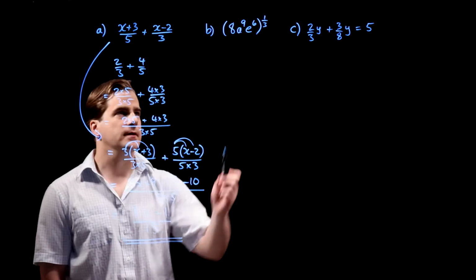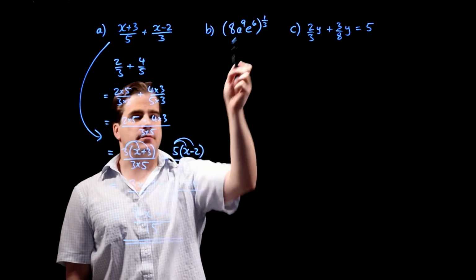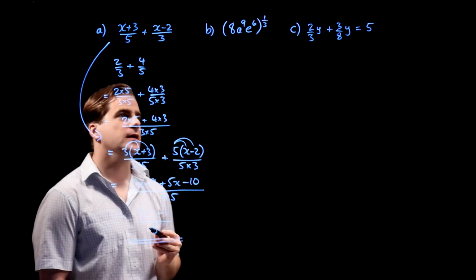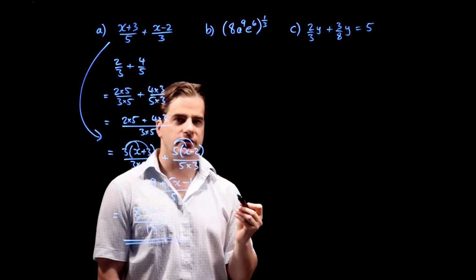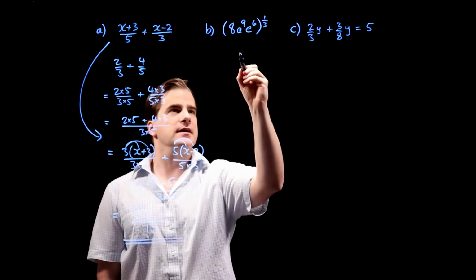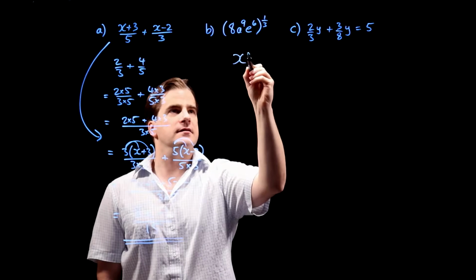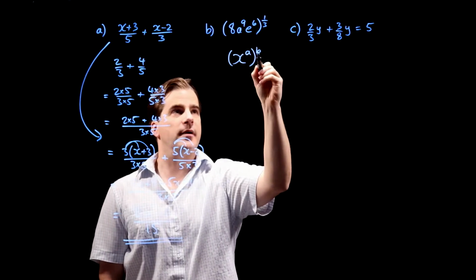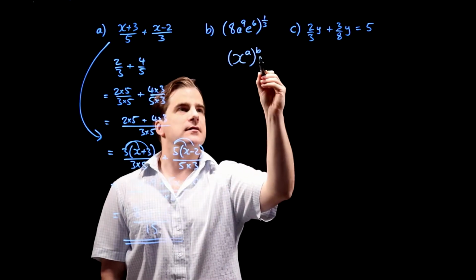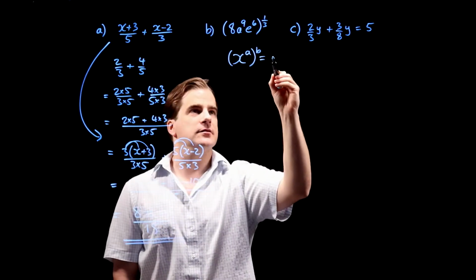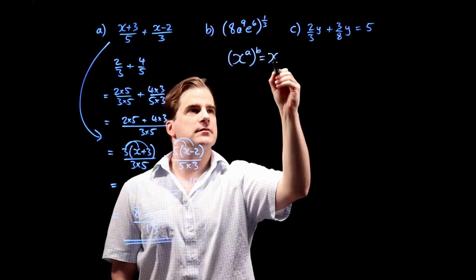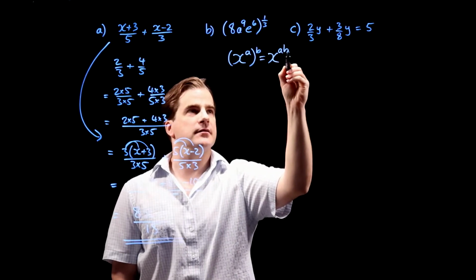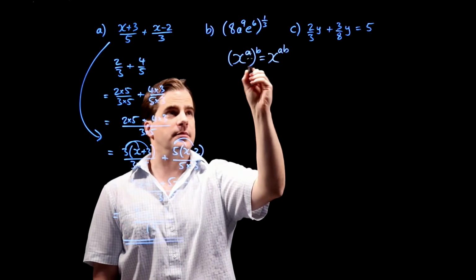Next, we have to simplify this. So, this is using the bracket rule. That is, x to the power of a, brackets, all to the power of b, equals x to the ab. With the brackets, you multiply the powers.